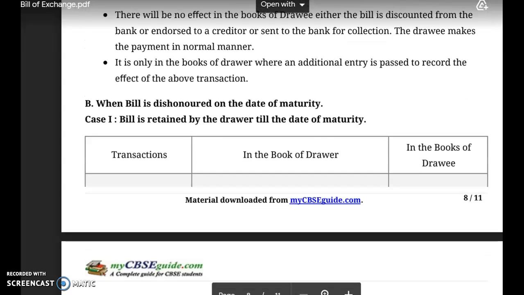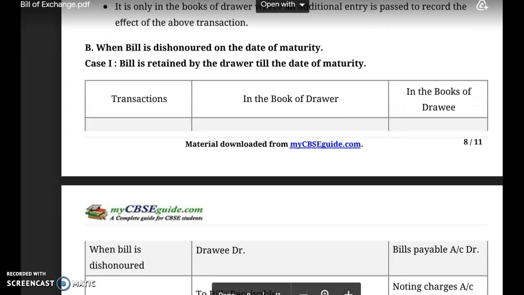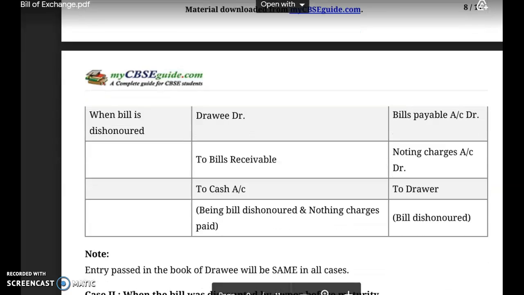Now, what entries will be recorded with reference to the dishonor if it is the first case? Again, recall the first case is: the bill is retained by the drawer till the date of maturity. If in this case the bill is dishonored, in the books of the drawer, drawee account will always be debited. Why? Because the drawee now becomes the debtor from whom the payment is to be received. So drawee account will be debited to bills receivable. It is assumed that the bill is dishonored, so it is being credited to cash account. Cash account records the amount of the noting charges which is paid by the drawer.